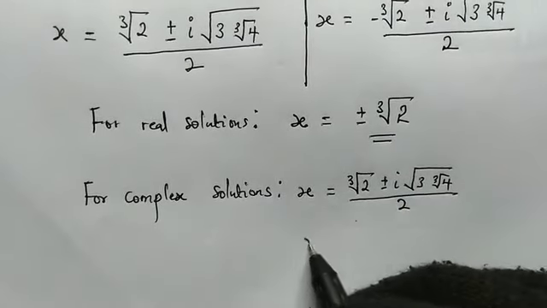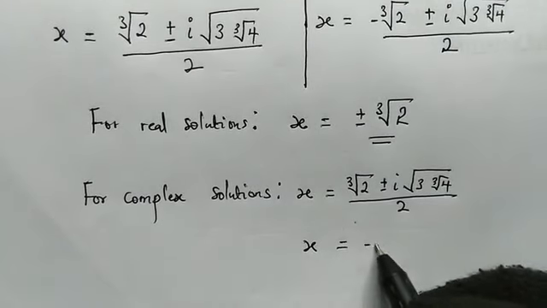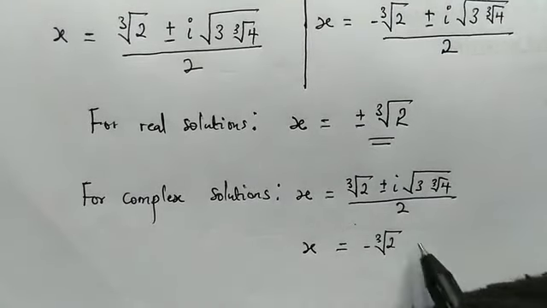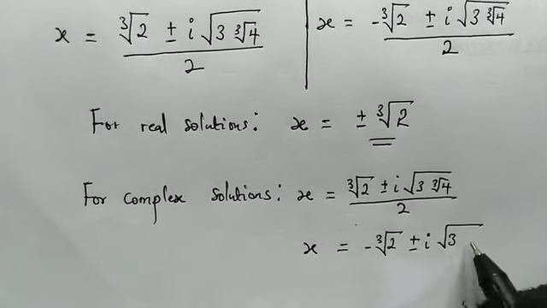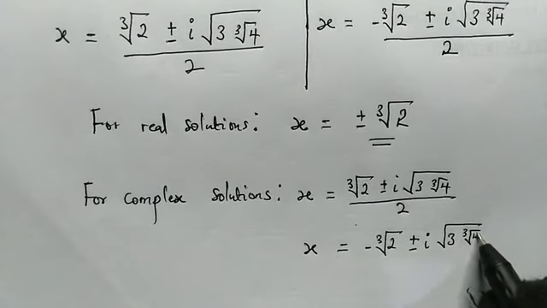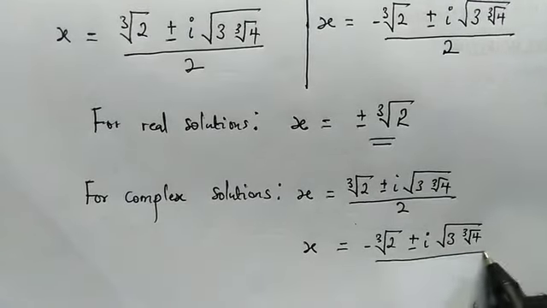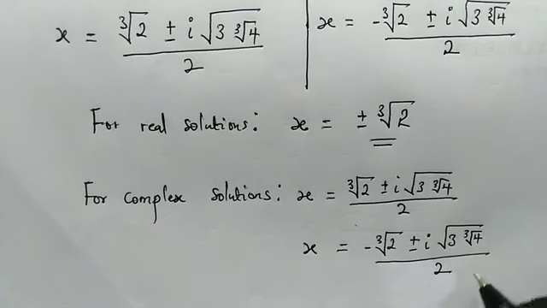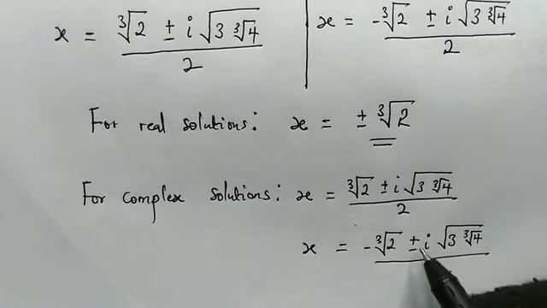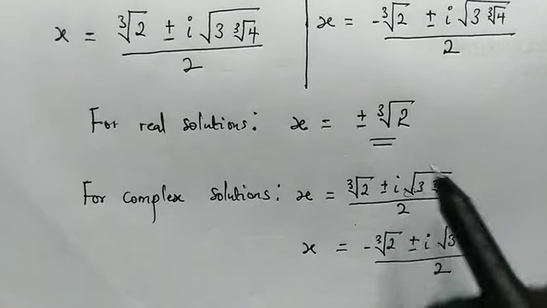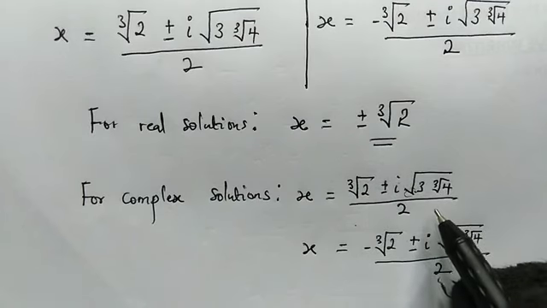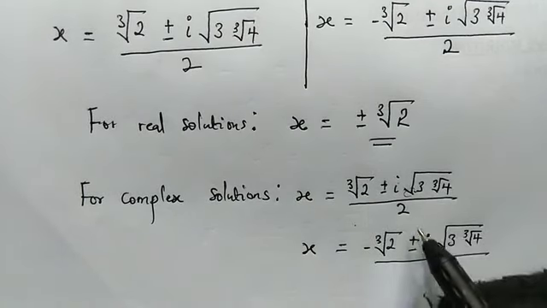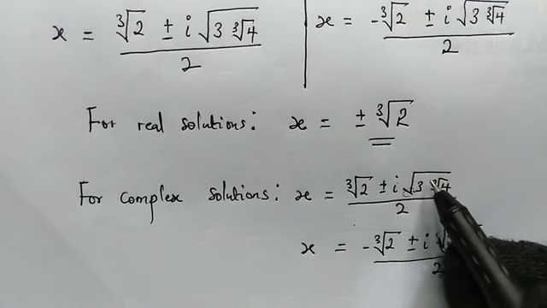And we also have x is equal to negative cube root of 2 plus or minus iota square root of 3 multiplied by the cube root of 4, then divided by 2. So count the solutions. We have two solutions here, two here, two here: 2, 4, 6. And here we have the whole complex solutions and also the whole real solutions.